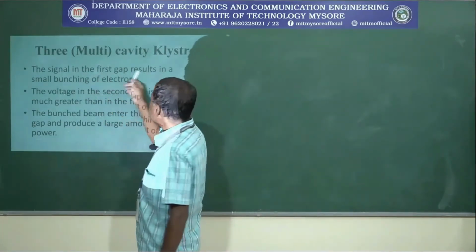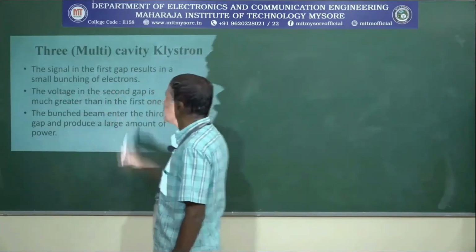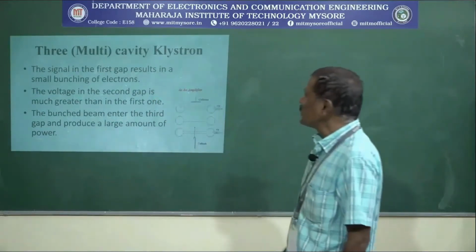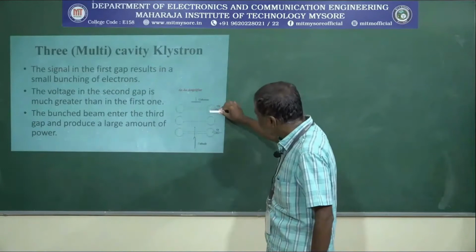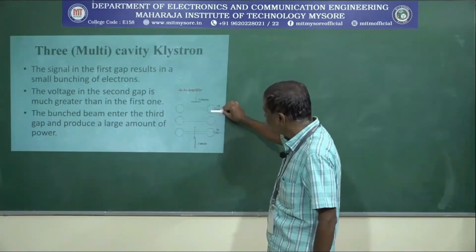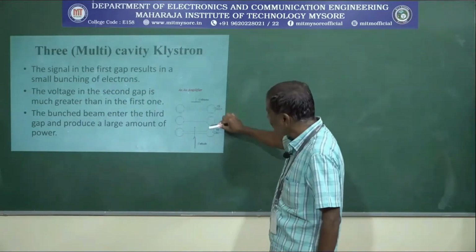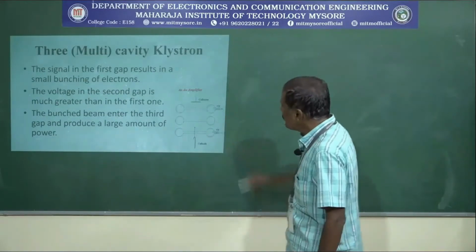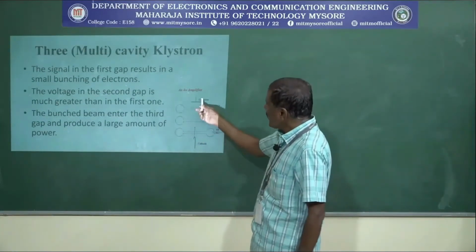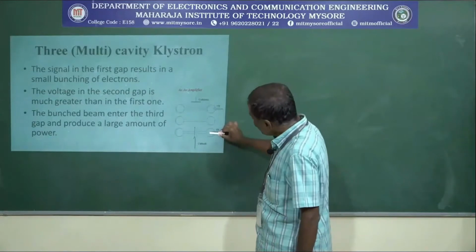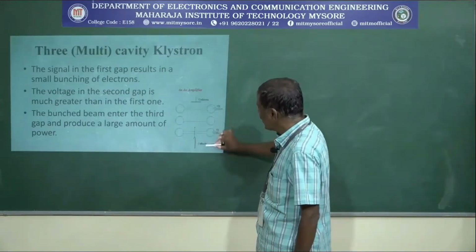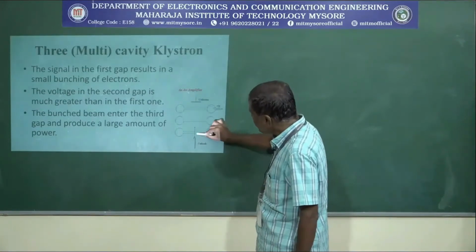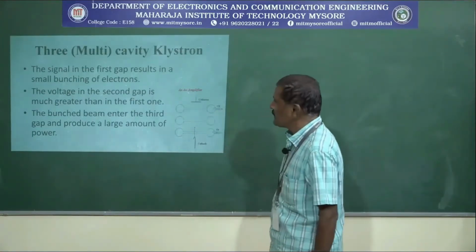Now the signal in the first gap results in small bunching of the electrons. From this cavity to this cavity, this is the first cavity, this is the second cavity and this is the last cavity. This is the cathode and this is the collector. When the cathode gets heated, it starts emitting electrons, and these electrons will move from this cavity to these cavities.